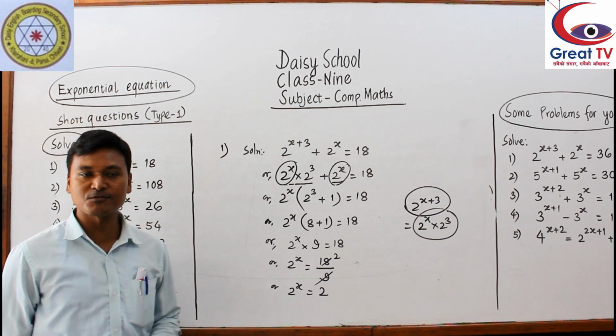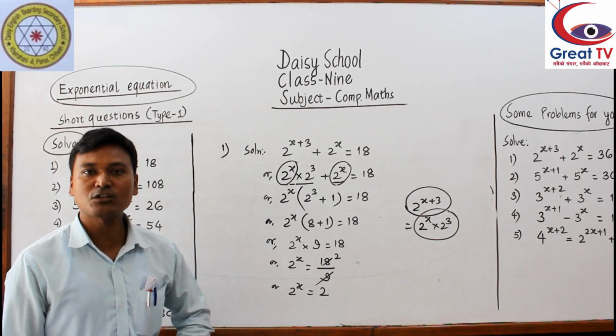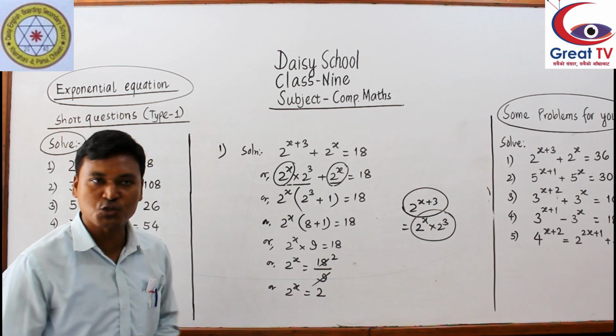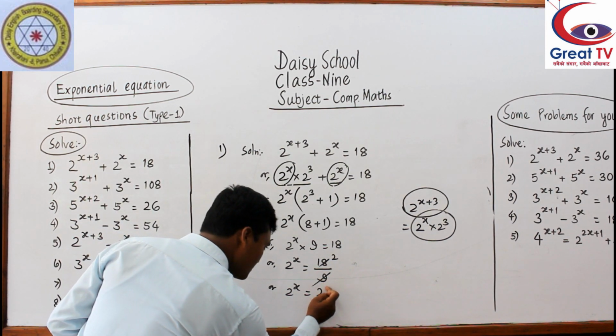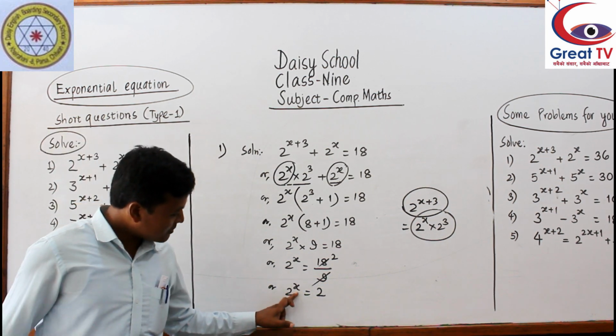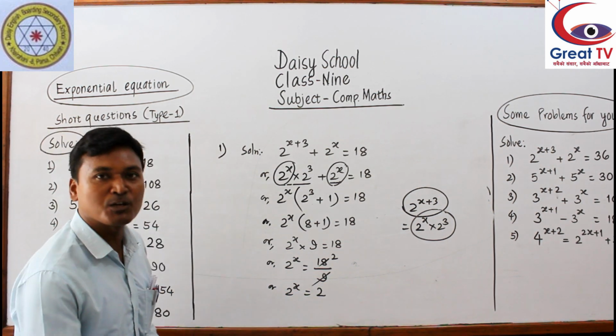Then after this, my dear students, just check the bases. What is the base on the left side? 2. What is the base on the right side? Also 2. But here 2 has no power, where we say the power is 1. So here x represents the exponent of the power.